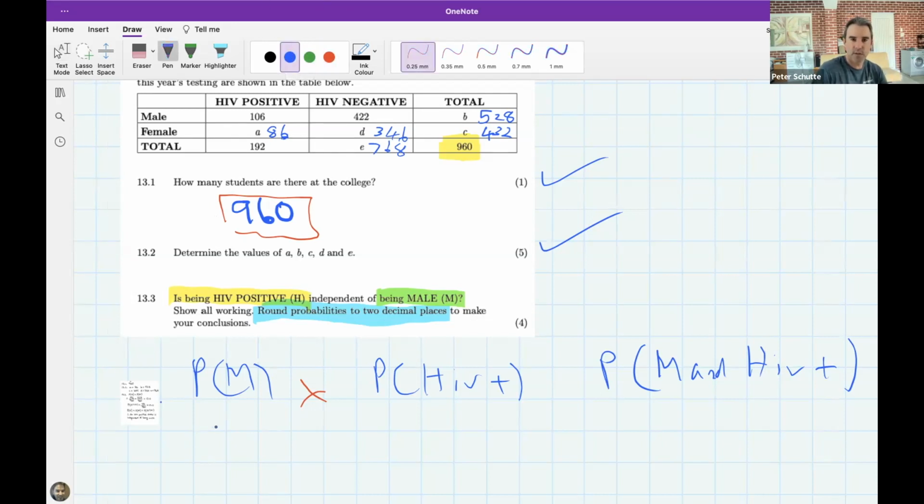So we know, it feels to me like the probability of being male should be 5 to 8 over 960. So that's the hint I'm going to give you.